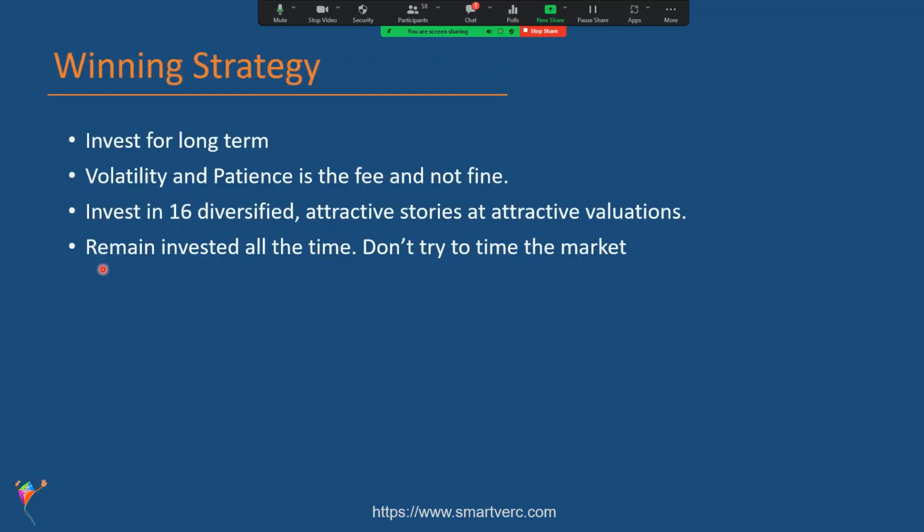And the last one, I think, is: remain invested all the time. Don't try to time the market. Yes, remain invested all the time.